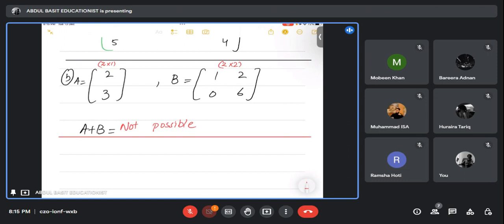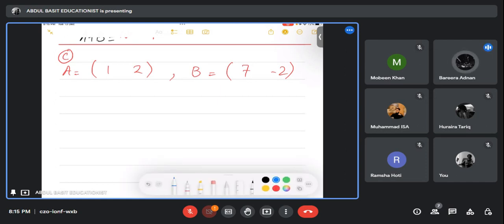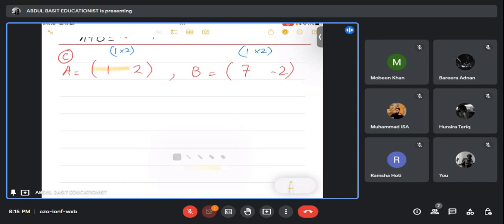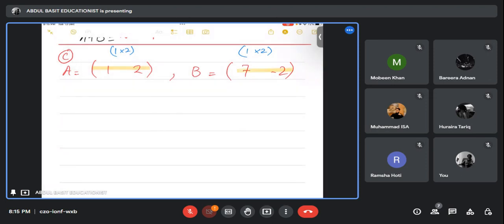Okay, so let's suppose part C. For example, this is 1 and 2, this is matrix A, and the matrix B is 7 and minus 2. Can I add these two matrices? Yes, sir, we can, because there is one row and two columns, and there is one row and two columns. So yes, we can add them. Please pay attention for a while. You will understand in a minute that this is a row. I have only one row in both of them. Is this clear?